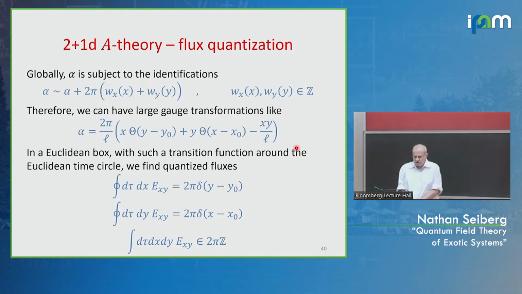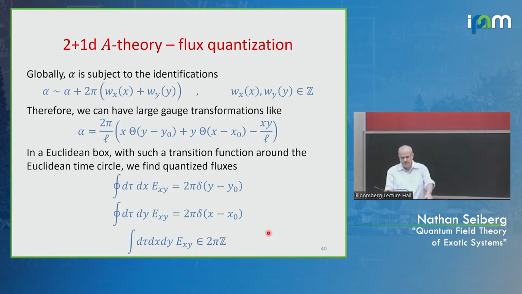And we have fluxes. The integral dx d tau of E can have a delta function in y, the integral d tau dy of E can have a delta function in x. And the thing which is quantized is the three-dimensional integral of E, which is 2 pi times an integer. So if you don't look too closely at the details here, this looks a lot like ordinary electrodynamics in 1+1 dimensions, where this is the integral of the curvature.